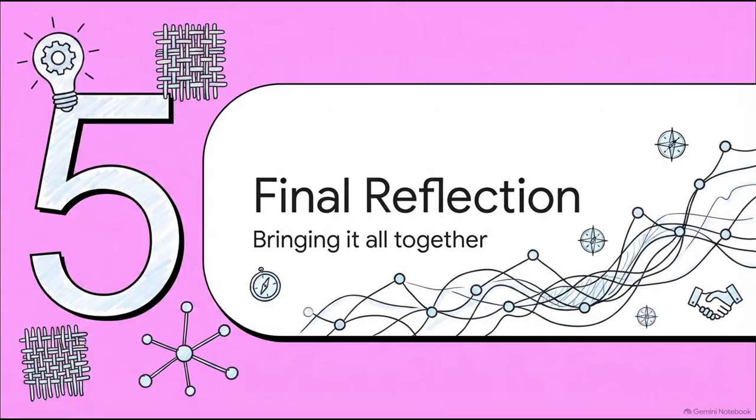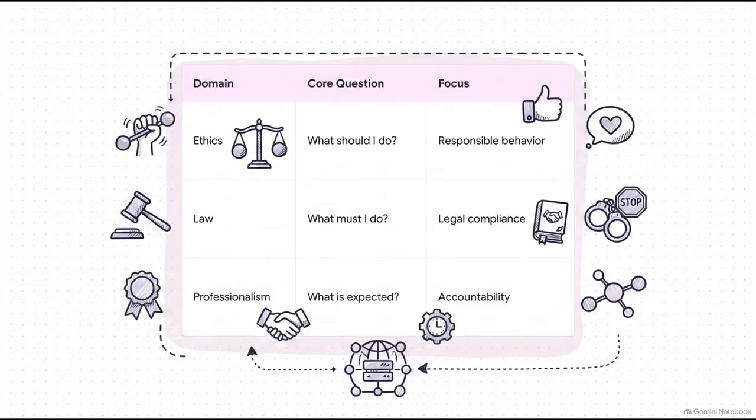Which brings us to Section 5, Synthesis and Final Reflection. Let's bring it all together. Stepping back, we really need to look at how ethics, law, and professionalism interact. The law focuses on legal compliance. It tells you what you must do to stay out of jail. Ethics focuses on responsible behavior. It asks what you should do. And professionalism focuses on competence and accountability. It dictates what is expected of you as an expert.